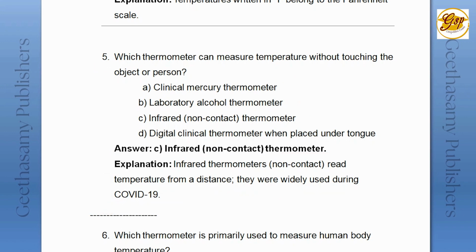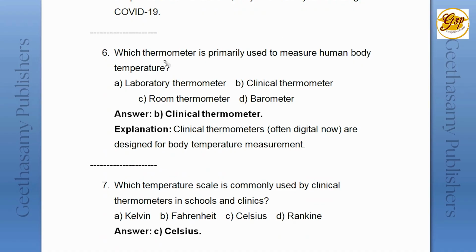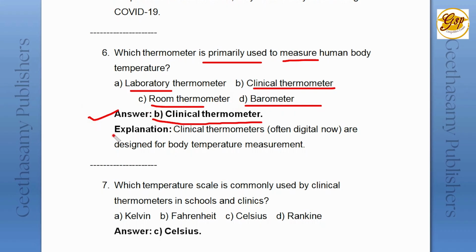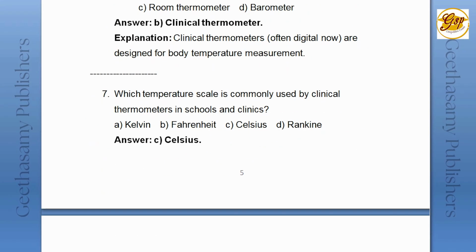It's very, very important. Then sixth question, which thermometer is primarily used to measure human body temperature? Laboratory thermometer, clinical thermometer, room temperature thermometer, and barometer. Answer is B, clinical thermometer. Explanation is the clinical thermometers, often digital now, are designed for body temperature measurement. Right?